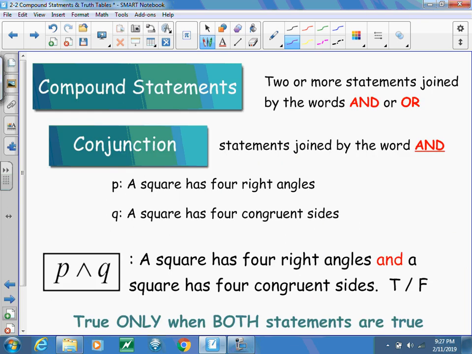So now that we've talked about what a statement is as well as a negation, let's talk about what a compound statement is. A compound statement is two or more statements that are joined by the words and or or. You're going to take these two and join them together. We're going to take a look at two different versions. We're going to talk about what happens when you use the word and, which is a conjunction, or what happens when you use the word or, which is a disjunction.